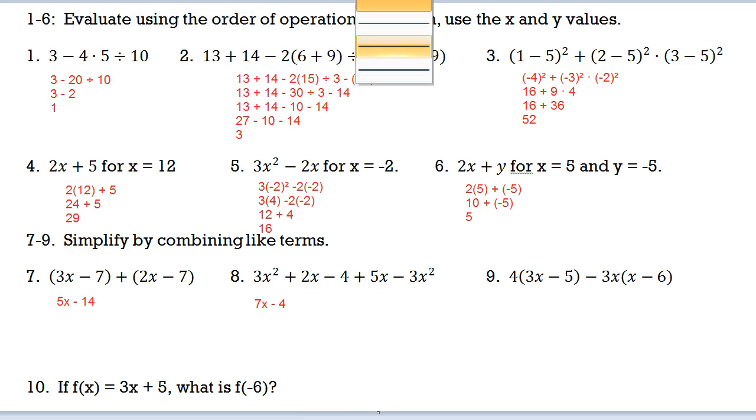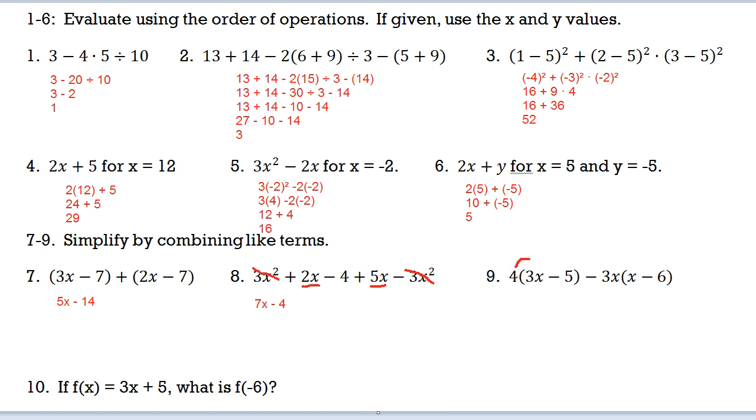So just to review here real quick, this +3x squared and this -3x squared canceled out, so the only thing left to combine was the 5x and the 2x. The -4 was all by itself.